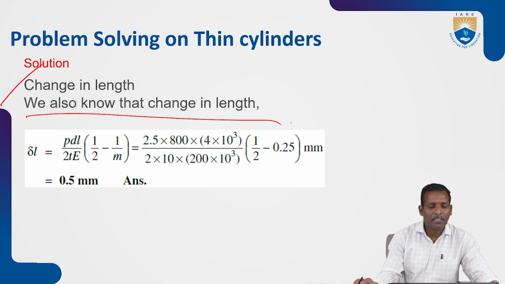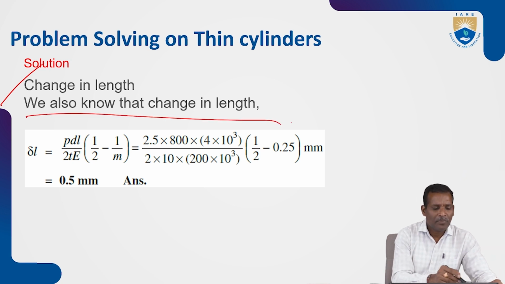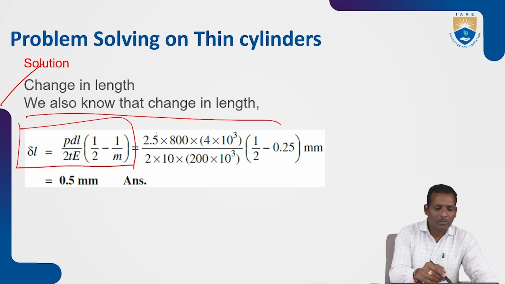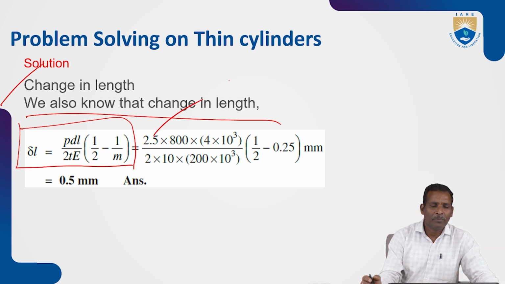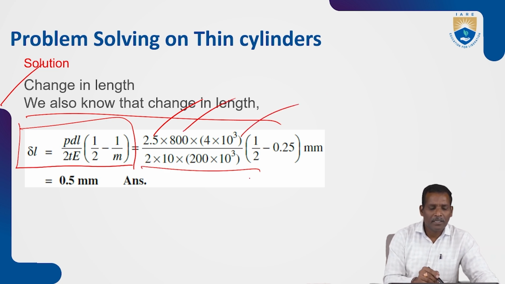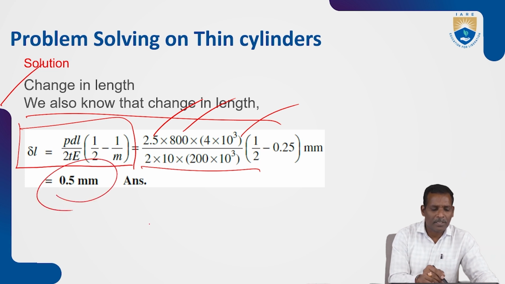So you also know that the change in length delta L is equal to PDL by 2T into 1 by 2 into 1 minus m. So already we have seen in a theory session. Now substitute those values here, 2.5 diameter and L and T and E. So all values substitute, you will get delta L.